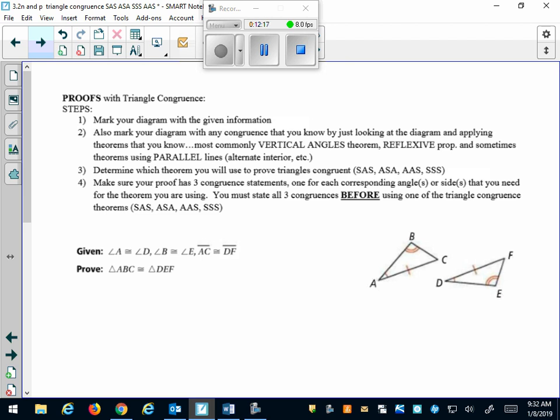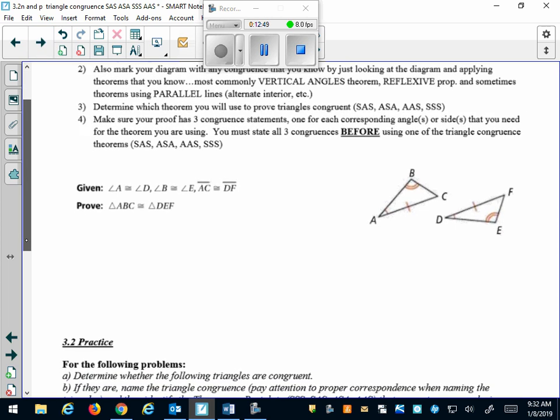Okay, so we're going to do this one proof just because I think it's important to see what we're heading towards. Eventually, you're going to be writing proofs. We're not going to actually do them today or do them for homework tonight. We're going to do them next time. But the whole purpose of this lesson is going to make more sense if you see what the proof looks like first, okay? So here's some steps for writing a proof of triangle congruence.